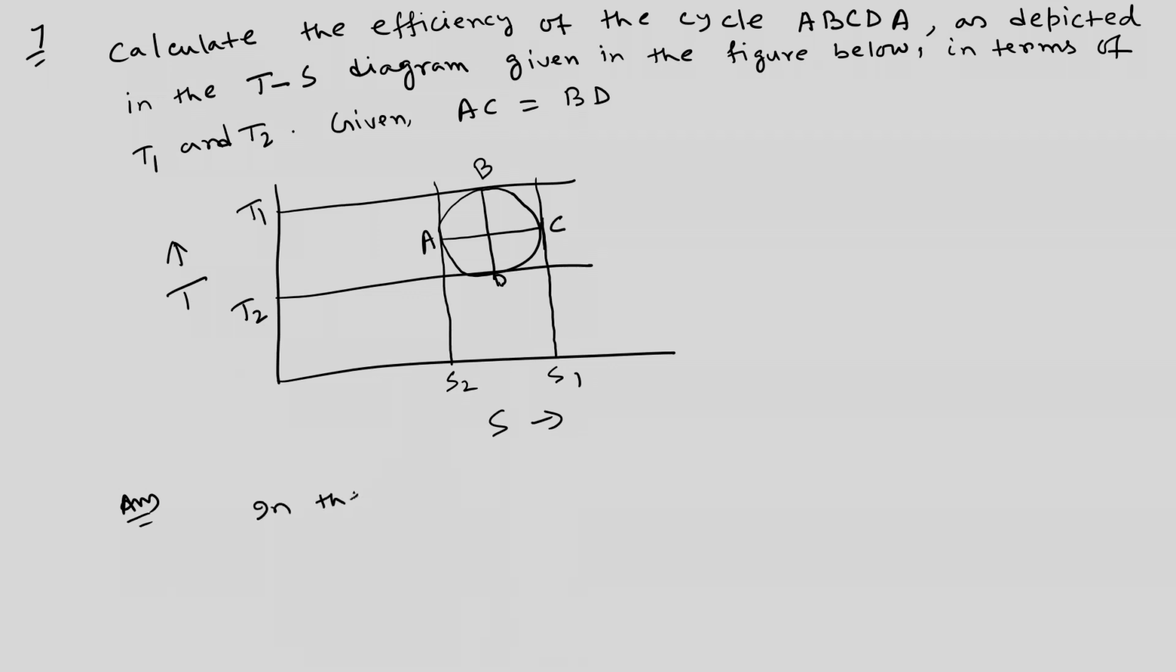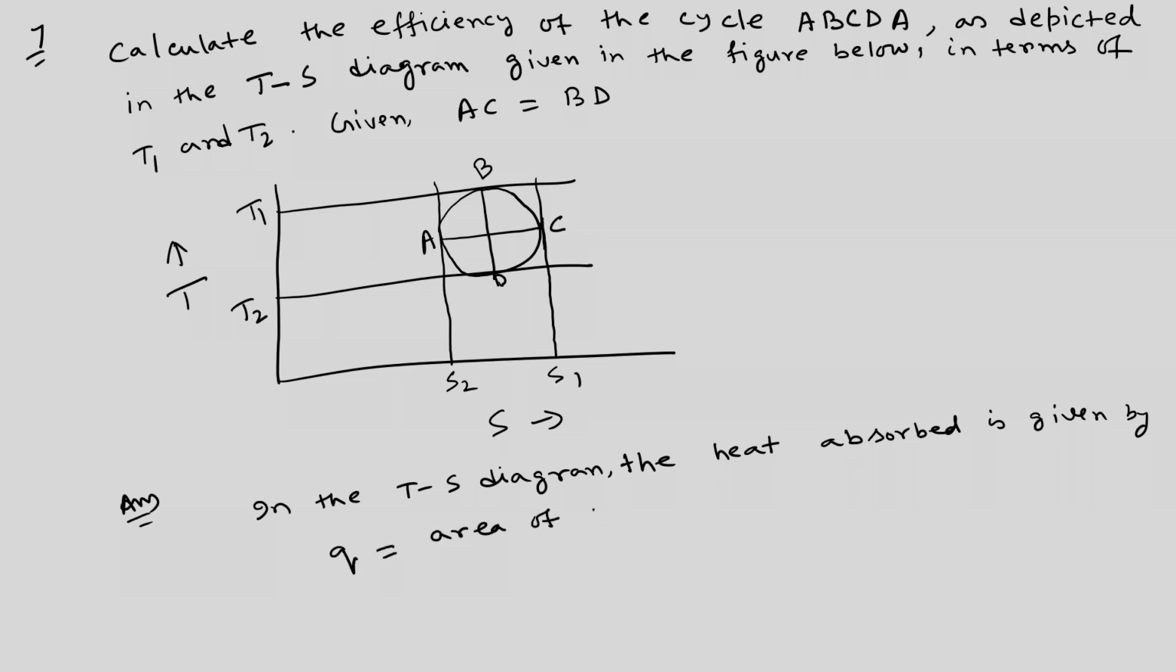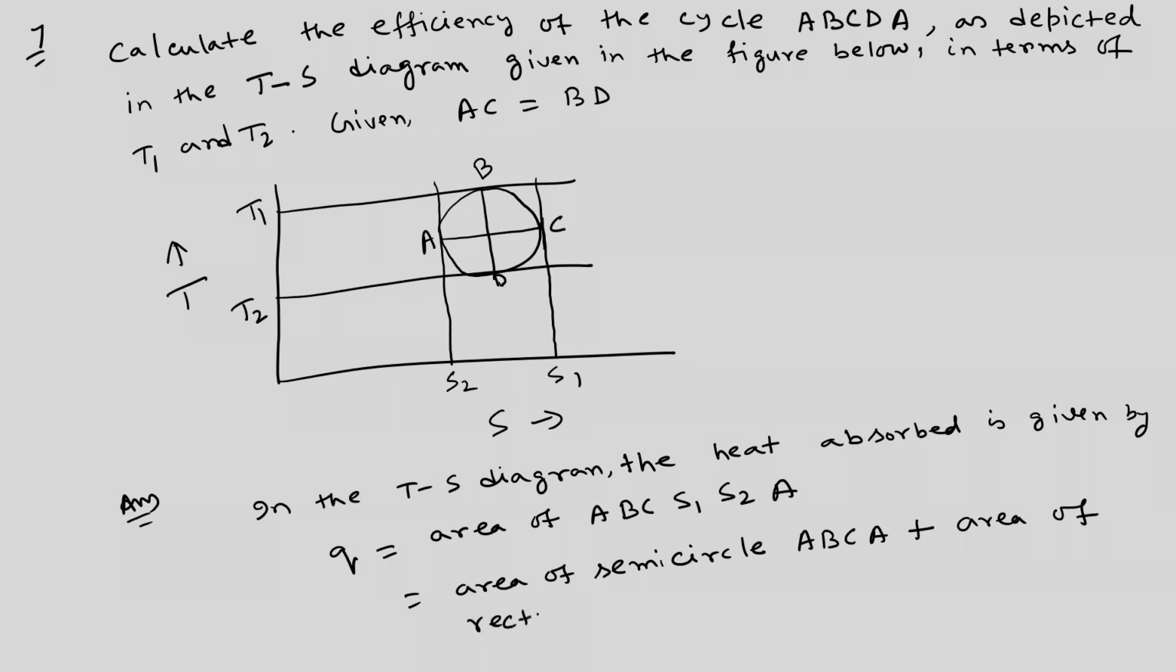In the TS diagram, the heat absorbed is given by Q equals area of ABC, equals area of semicircle ABCA plus area of rectangle AC S1 S2.